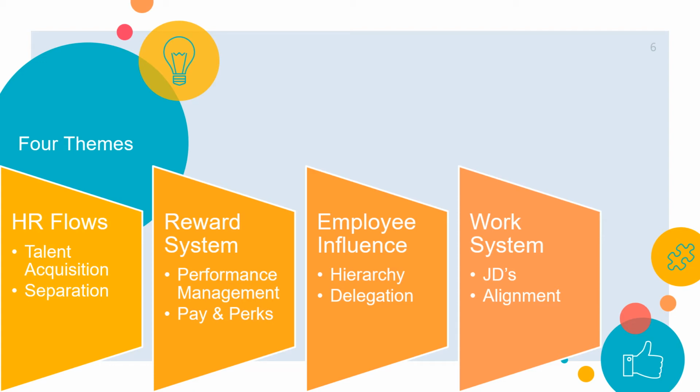Thirdly would be the employee influences. So things like hierarchy and delegation. If you're a practicing HR professional, you would really understand how the hierarchy affects the HR functioning on a day-to-day basis. Fourthly would be the work system. So these are things like JDs and your alignments to the business. So they are more fixed towards the functioning of a company.